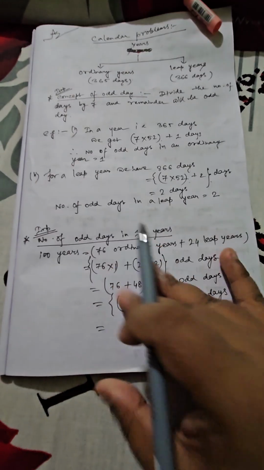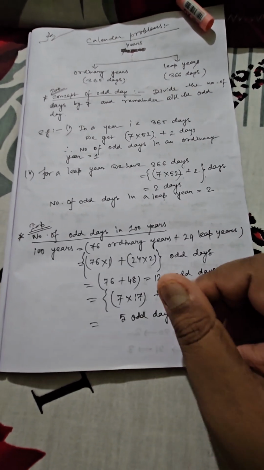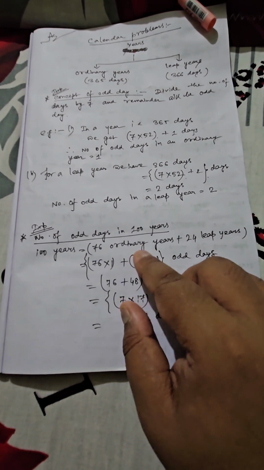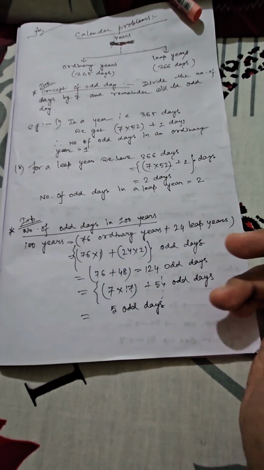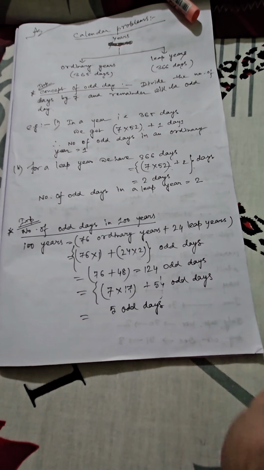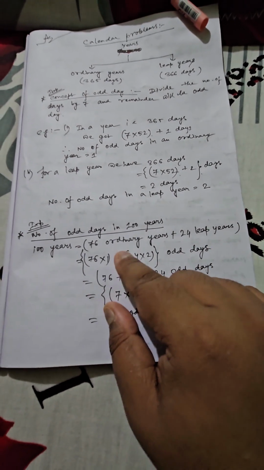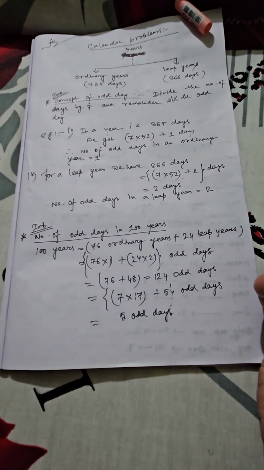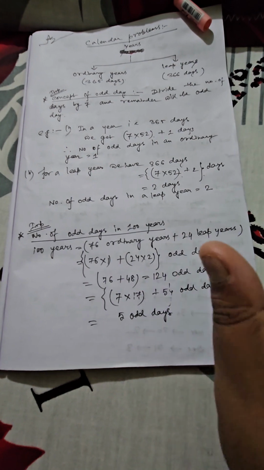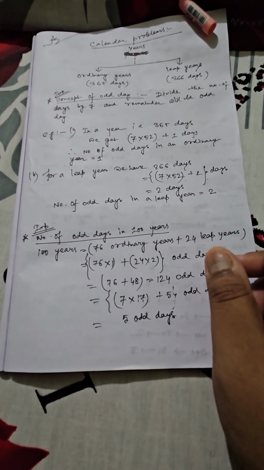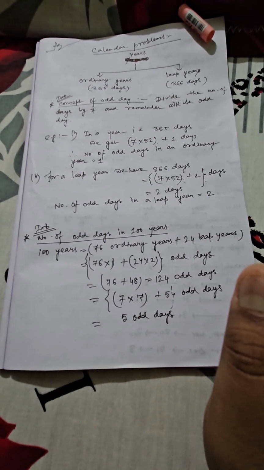Now if I want to consider how many odd days are in 100 years, one thing you should be very careful about. Whenever there are centuries, 100, 200, 300, 400, etc., in order to say that it is a leap year, it is not sufficient to divide it by 4. We all know how to identify a leap year. Simply the year should be divisible by 4. But in case of centuries, the situation is a little bit different. It is not only divisible by 4, but it also has to be divisible by 400 as per the Gregorian calendar.